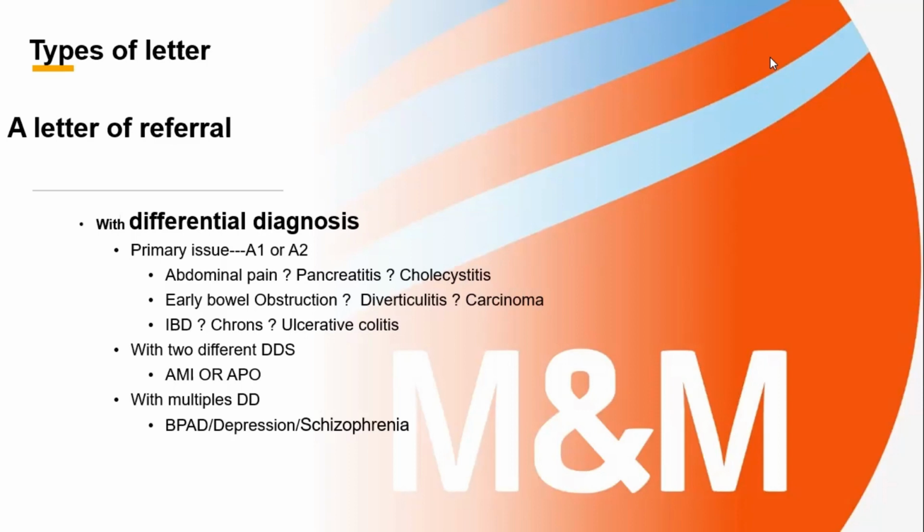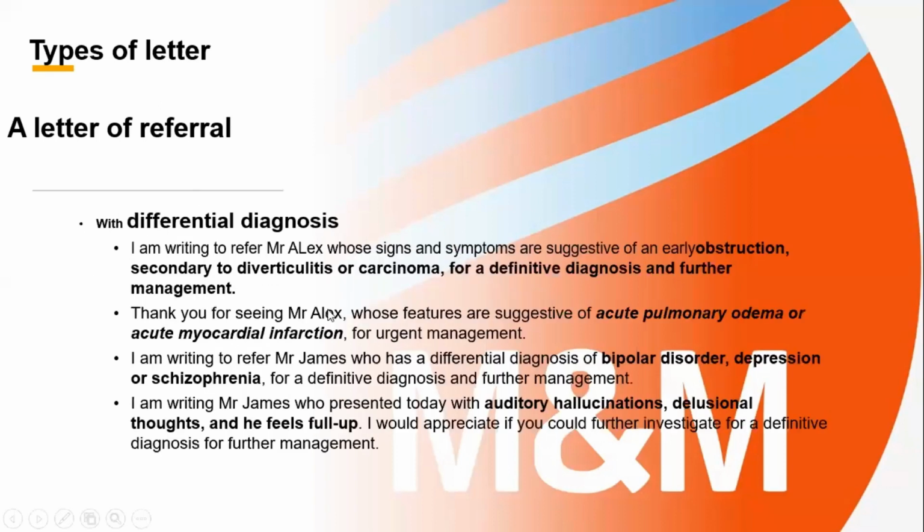Let's say I'm writing to refer Mr. XYZ, whose sign, symptom, and investigation are suggestive of AMI or APO, let's say for definitive diagnosis. And if you can see there, now we have these different types of letter in a differential case that we can write down. And if we have multiple differentials, such as these, these are a few of the examples, we can write down the differential.